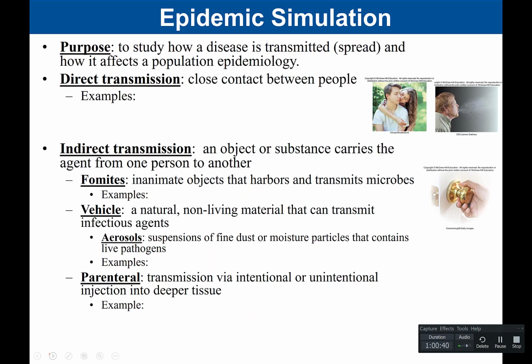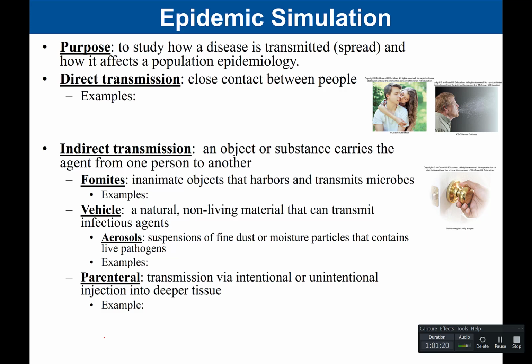So the last part of this epidemiology simulation that I wanted to talk about with you was how diseases can be transmitted, because there's been so much in the news about how diseases can be spread, meaning when we were trying to figure out with the coronavirus, how does it spread? So there are several types of transmission. We can have what's referred to as direct transmission. And in direct transmission, we have to have close contact between people.